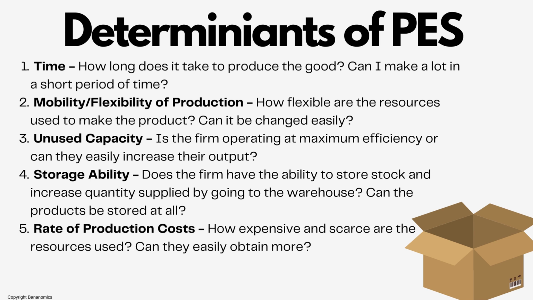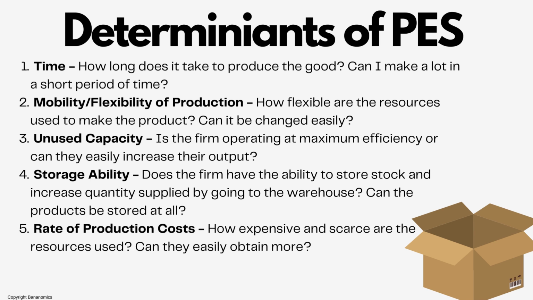Farmers are unable to adapt to a change in price because it takes a long time for crops to grow. The mobility or flexibility of production refers to how easily producers can switch between different goods or inputs. If producers can quickly and easily switch their resources or production processes to produce alternative goods, the supply tends to be more elastic. Conversely, if production is specialized and specific to a particular product, the supply is more likely to be inelastic.